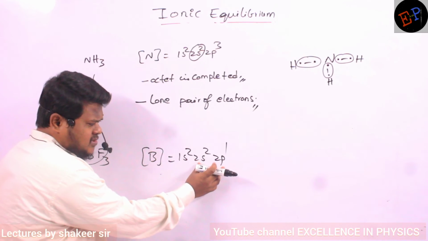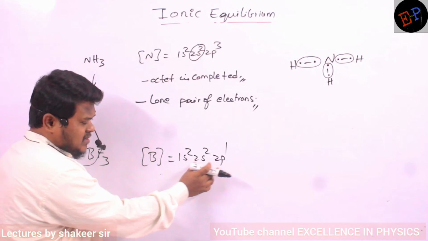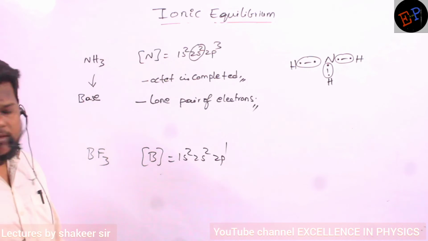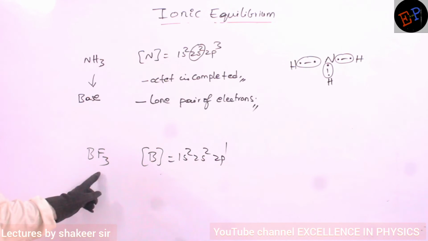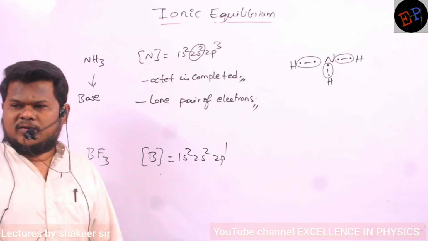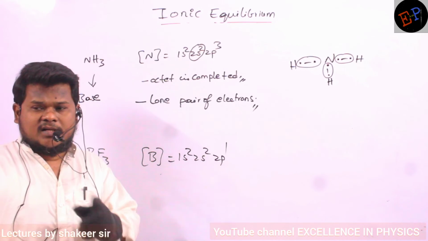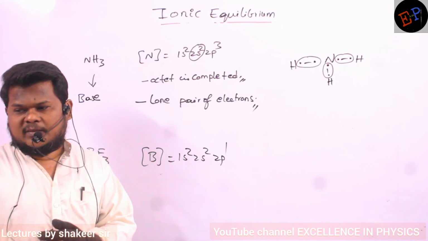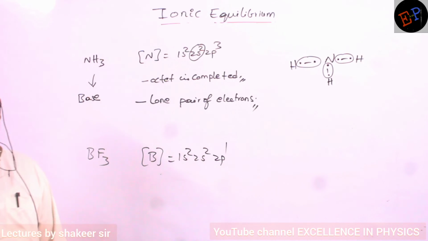It means in the outermost orbital, how many electrons are there? This is the first shell, this is the second shell. In the second shell, totally how many electrons are there? 2 plus 1, 3 electrons are present. And all the 3 electrons are being shared with fluorine. So there is no lone pair. Lone pair means that pair of electrons which are not participating in a chemical reaction, and they are absent. So definitely this one cannot behave like a base.